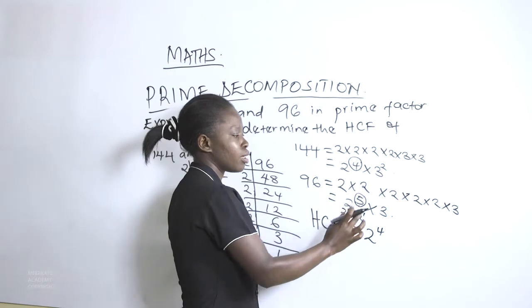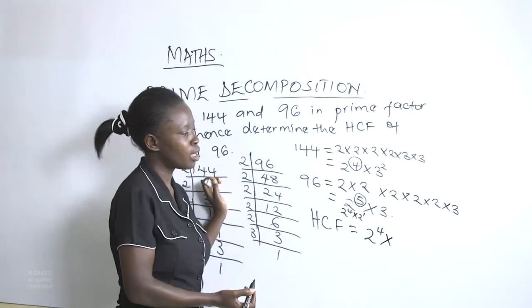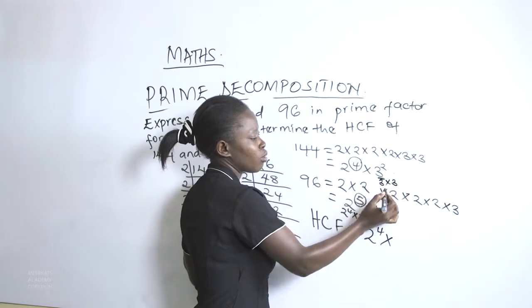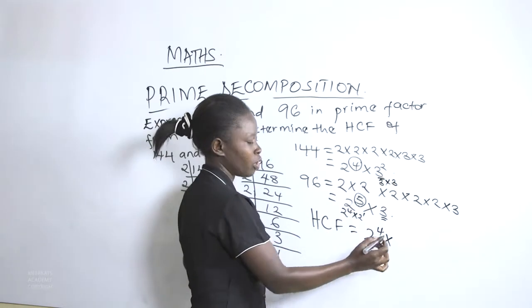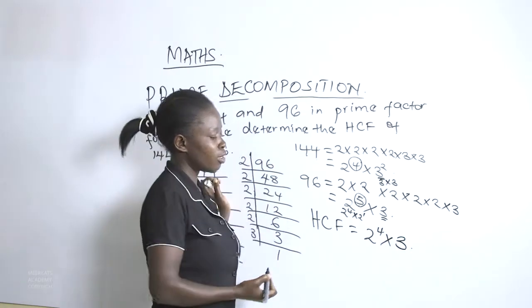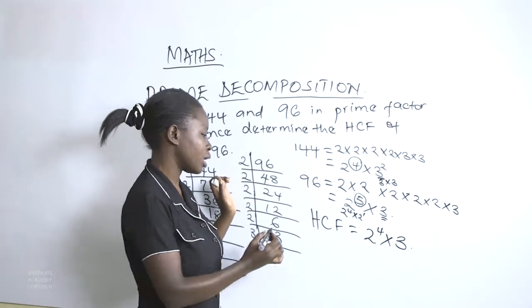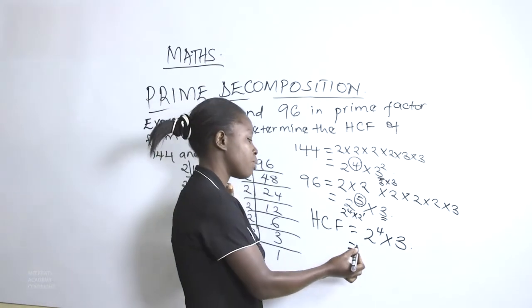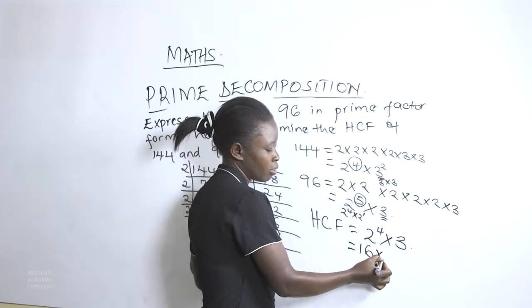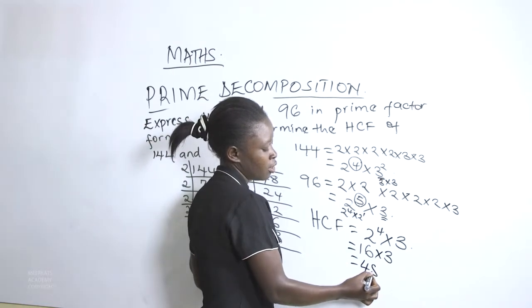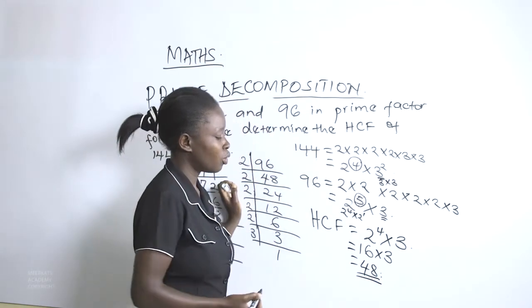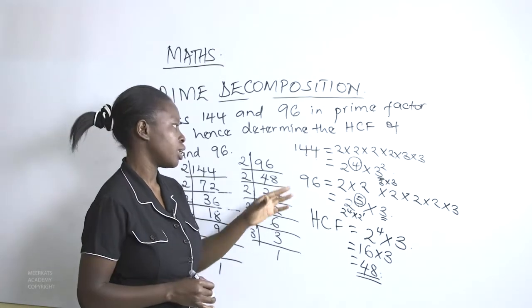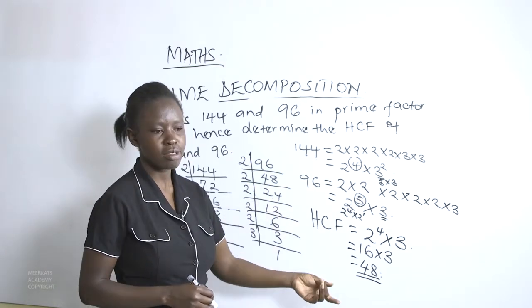We also find the other factor that is common, and we get that 3 is common here, 3 is common here. 3 squared is just the same as 3 times 3. So I can get 3 from this point. So it means the other number I have is 3. So the highest common factor from our calculation will be obtained by 2 to the power of 4 times 3. And 2 to the power of 4 is 16. 16 times 3 gives us 48. So the highest common factor in 144 and 96 is 48.